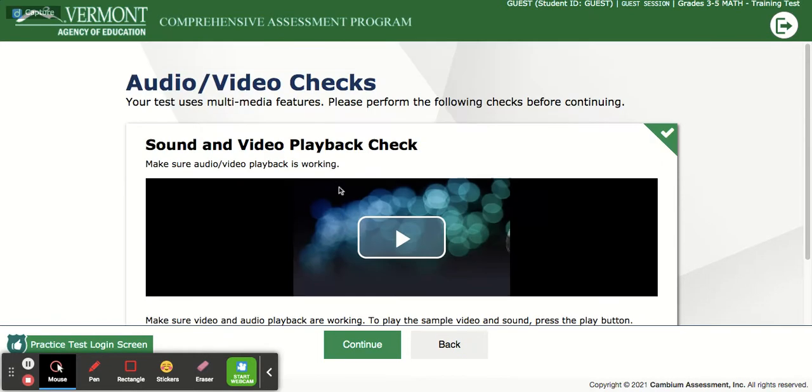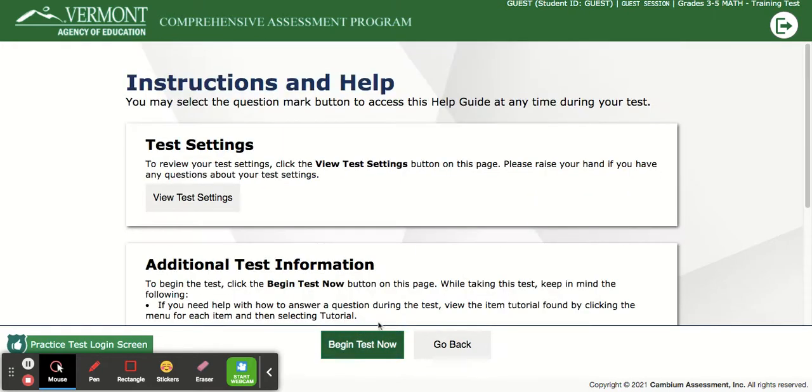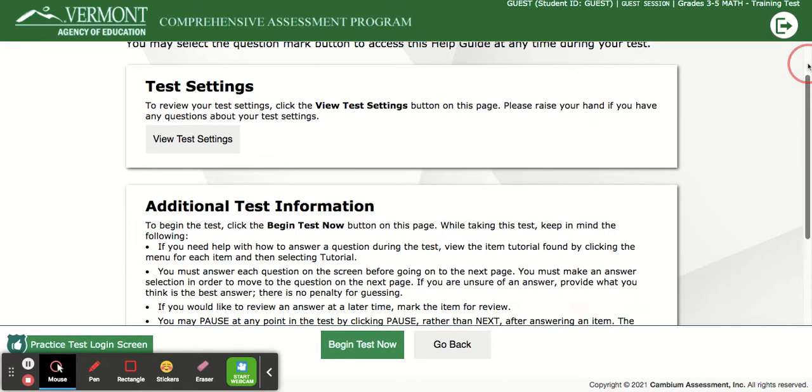It is then going to ask you to do an audio video check, and they will ask you to push the play button. Now, I've already done this so that you don't have to listen to it. My sound and video is working, so I will click that I could play the video and sound. Okay, then I click continue. You will get instructions at the beginning. Please read through them. Okay, it's going to ask you to review your test settings and raise your hand if you have any question about them. Remember, we're not changing any test settings unless I tell you in class otherwise, so don't mess with that.